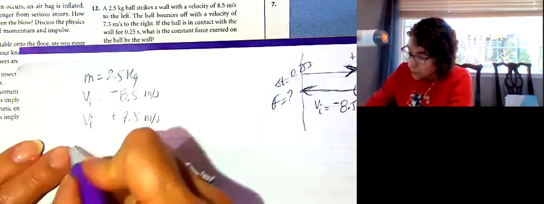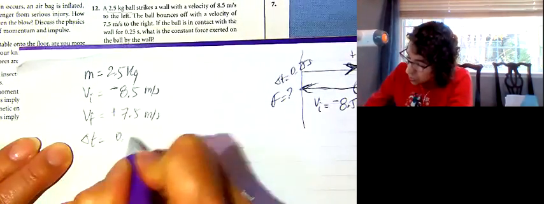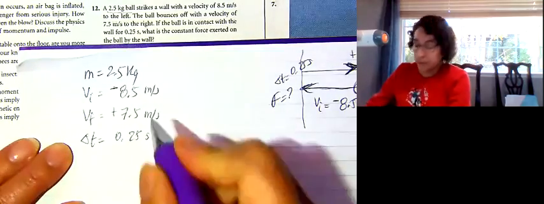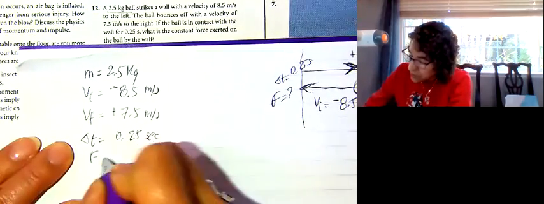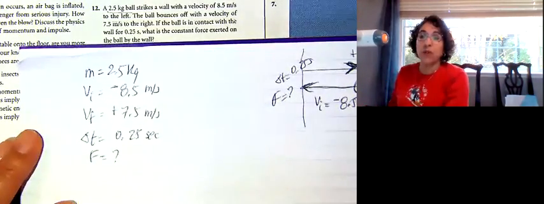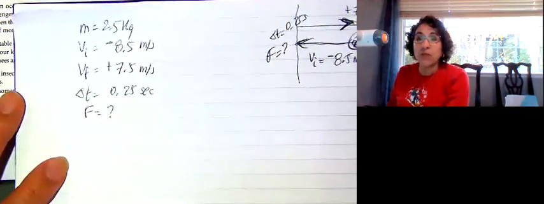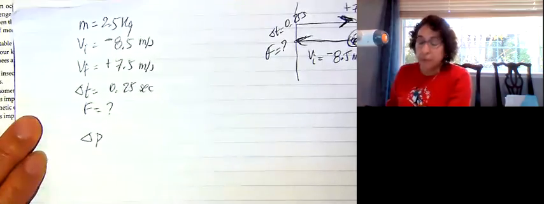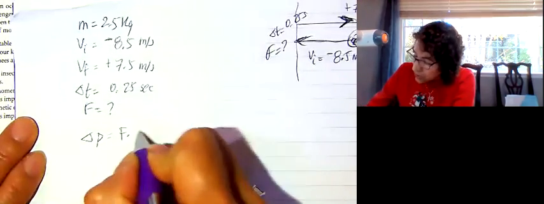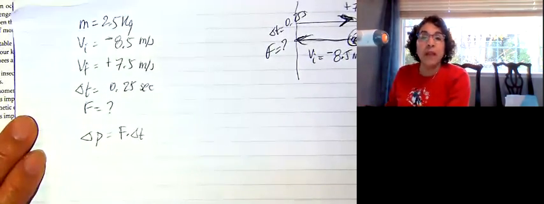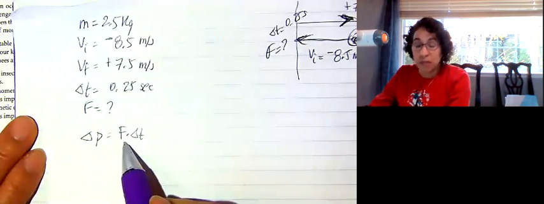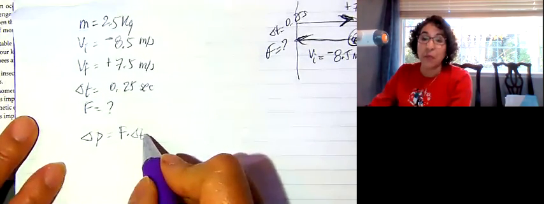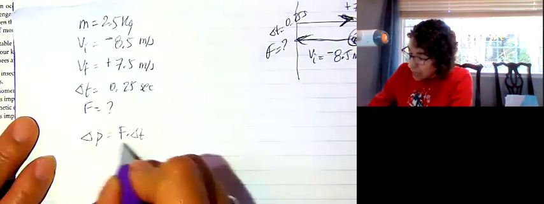There we go. The time frame, the delta t, is a quarter of a second. So we want to know what's the force. Okay, so what's the force? I know that the change in momentum is the force times the time. So if we want to know what the force is, all we have to do is divide the time to both sides, right?